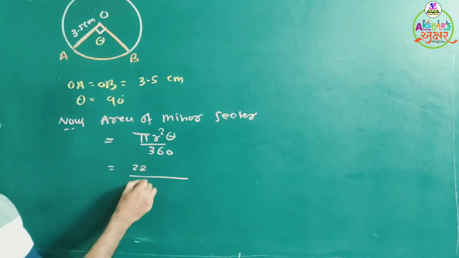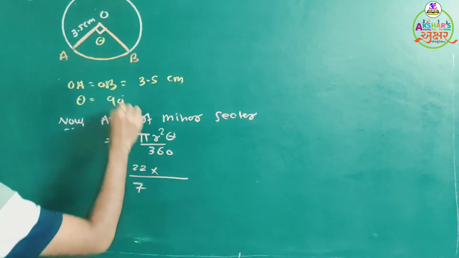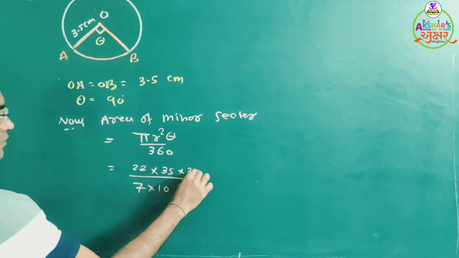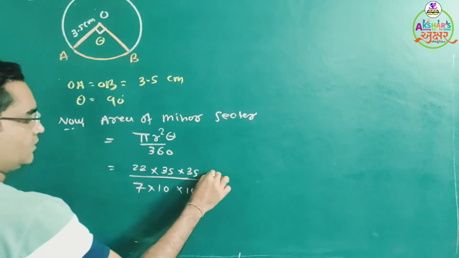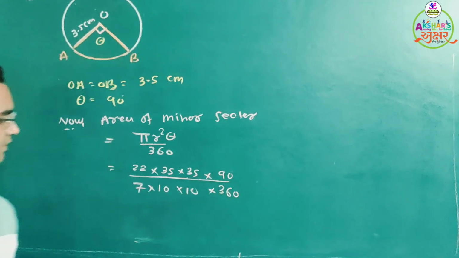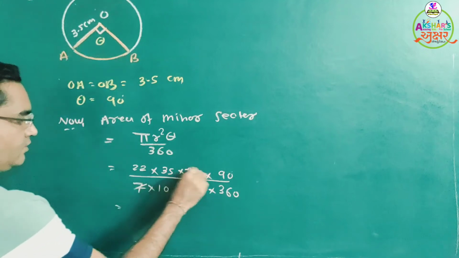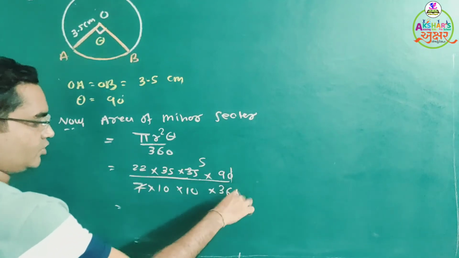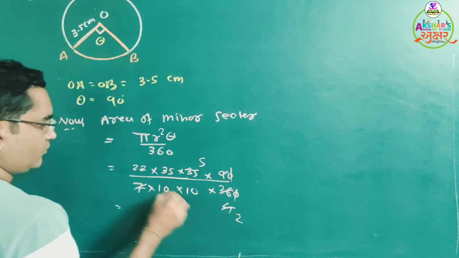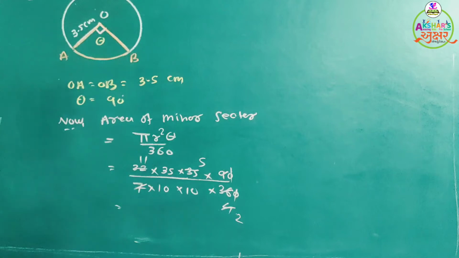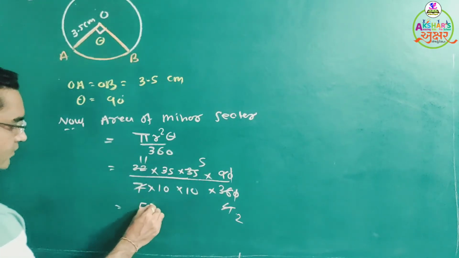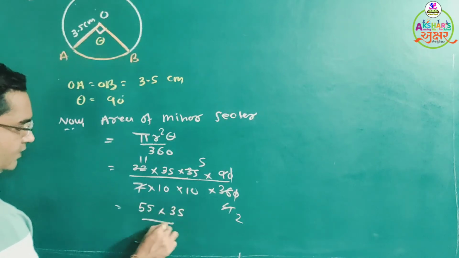Pi is 22 by 7, radius r is 3.5, so it's 35 by 10 into 35 by 10 into theta is 90 degree, and this one is 360 degree. Now perform simplification. 7 5s are 35, 0 0 cut, 9 4s are 36, 2 2s are 4, 2 11s are 22. So this one is 11 5s are 55, 55 into 35 by 2.